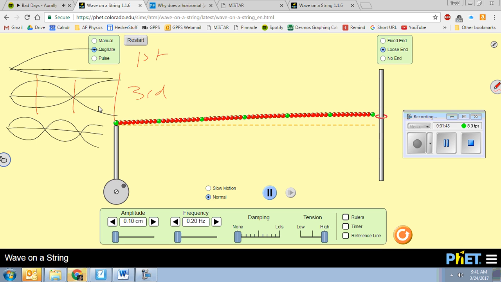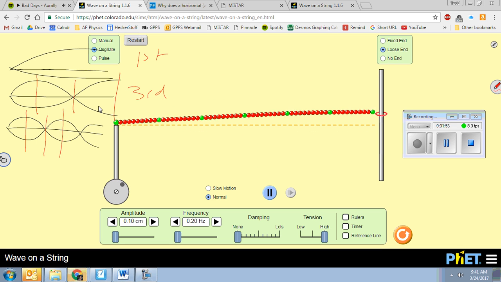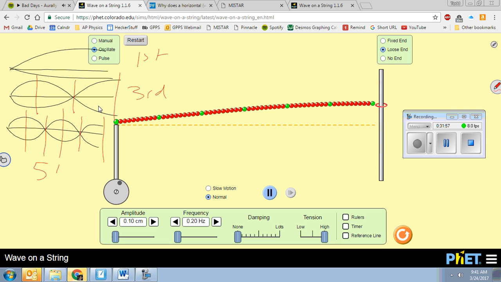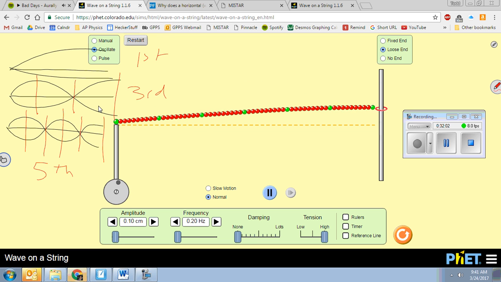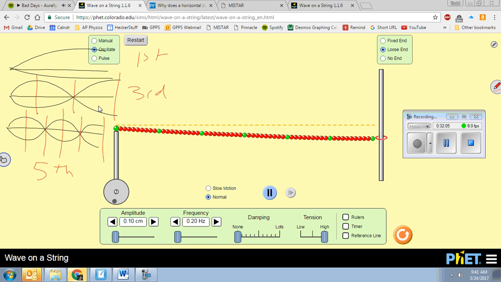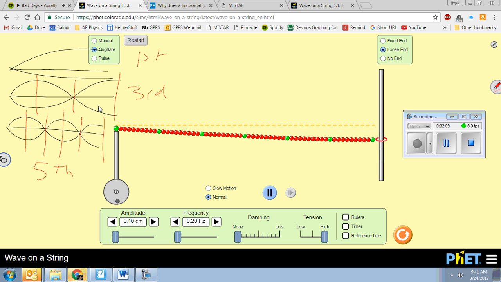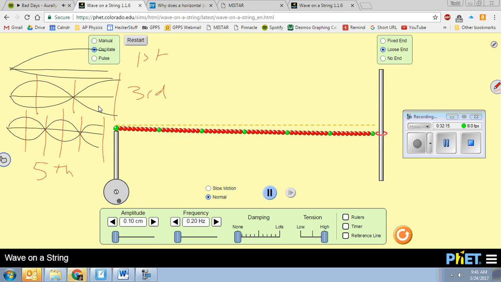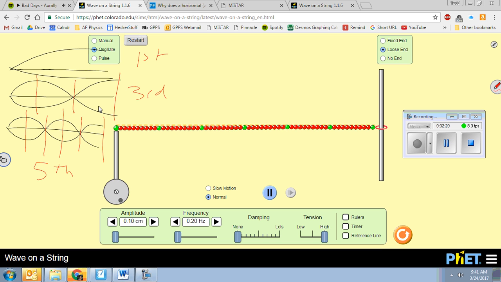How about this? How many quarters is it? 1, 2, 3, 4. That's a whole wavelength, so that adds up. 5, so that's the fifth harmonic. And to double check, look, my fundamental frequency occurs at 0.2 hertz, right? And this was at 1, right? So what's 0.2 times 5? It's 1, right? So if I multiply my frequency by 5, it gives me the fifth harmonic.